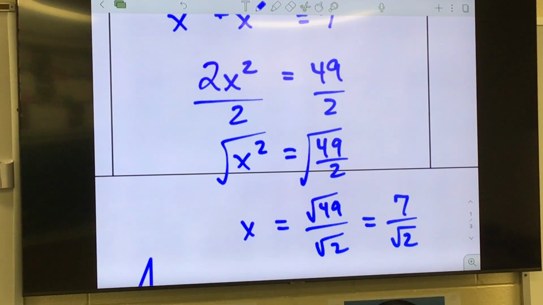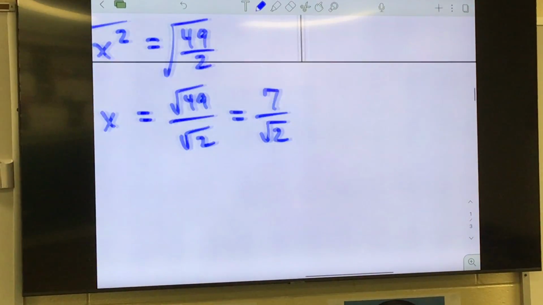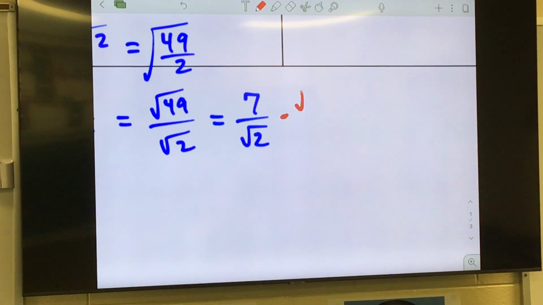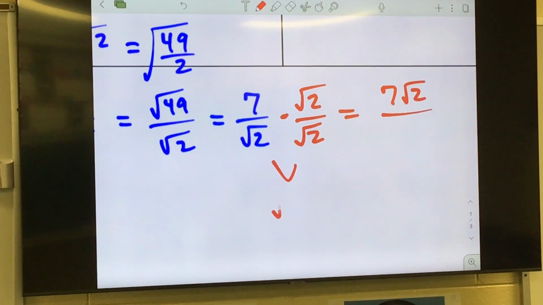So this is where we have to rationalize. Do you remember back in like the first week, I think we rationalized denominators? So how do we do that? Multiply by what was on the bottom. Okay, so this becomes 7 radical 2 over radical 2 times radical 2, which becomes radical 4. And what's the square root of 4? 2. So there are our legs.